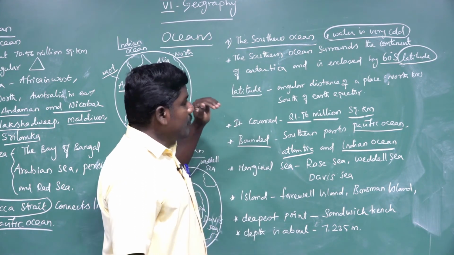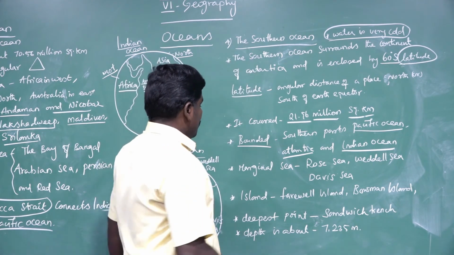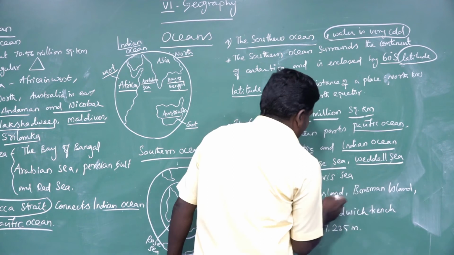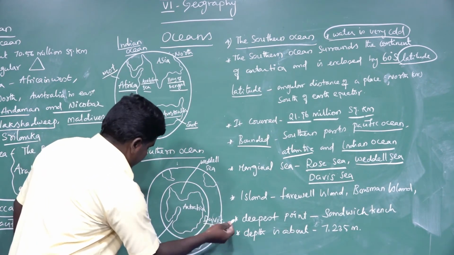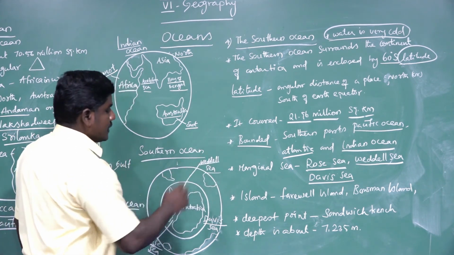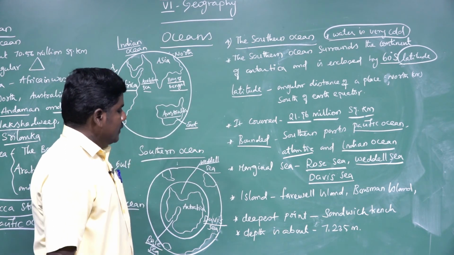Some of the marginal seas are found in the Southern Ocean. What are the marginal seas? Ross Sea, Weddell Sea, and Davis Sea. So those are the marginal seas found in the Southern Ocean.